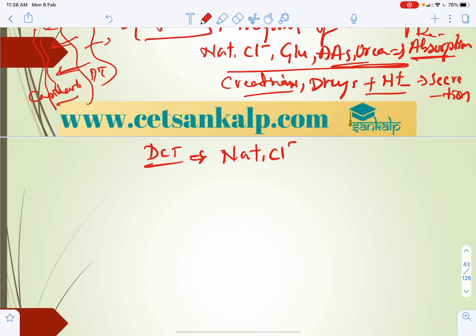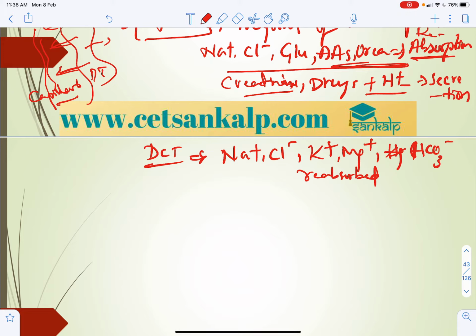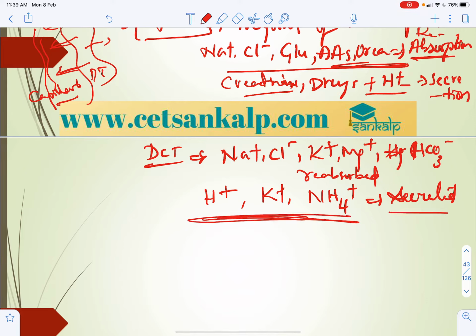Na plus, Cl minus, K plus, Mg plus and HCO3, that is magnesium and bicarbonate ions, will be reabsorbed. And a very important thing you have to keep in mind: a little amount of ammonia along with H plus ion, K plus ion and ammonium ion will be secreted, which means eliminated from the capillaries into the renal tubule.